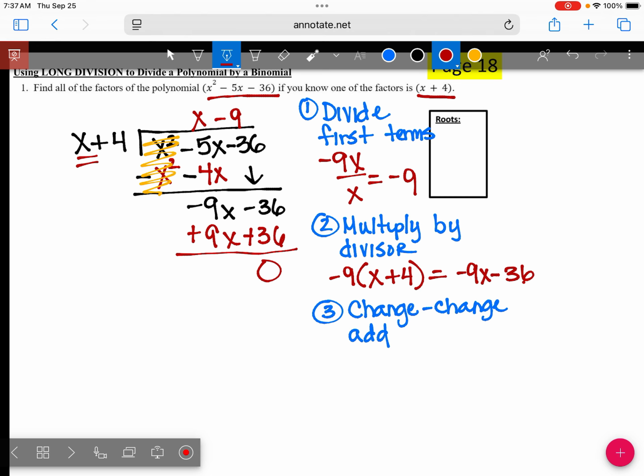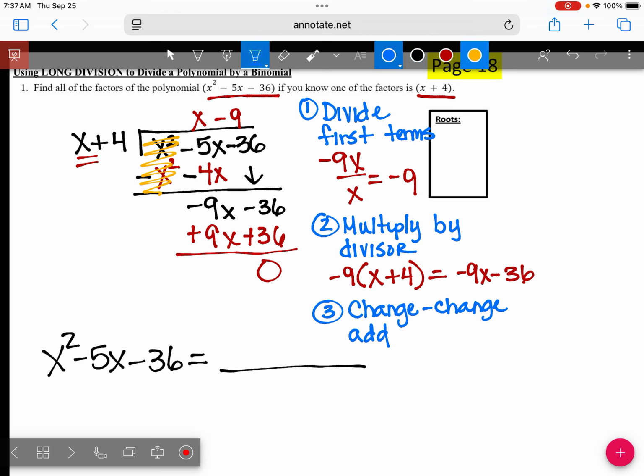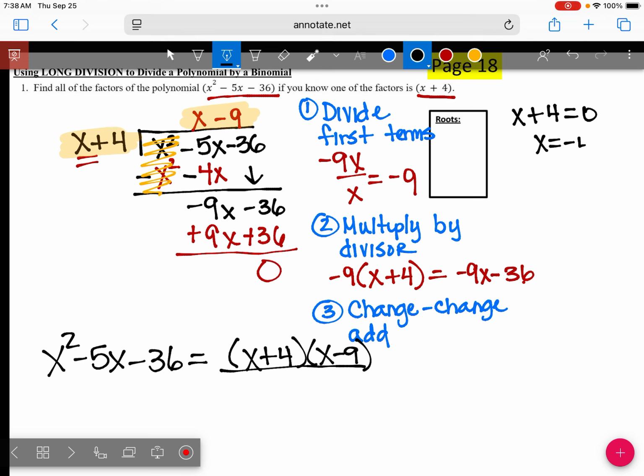So what that means is we just figured out that x squared minus 5x minus 36 is really equal to, these would be my factors. So this is a factor and this is a factor. The factors are x plus 4 and x minus 9. Now to get your roots, set your factors equal to 0. Take the x plus 4, set that equal to 0. You should get x equals negative 4. That's the first thing I'm going to put in this box. Then you have the x minus 9, set that equal to 0. You should get x equals positive 9. I'm going to put that in the box.